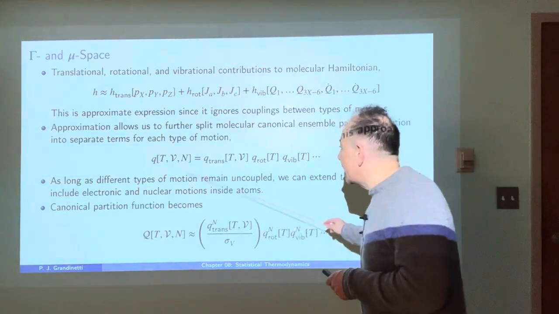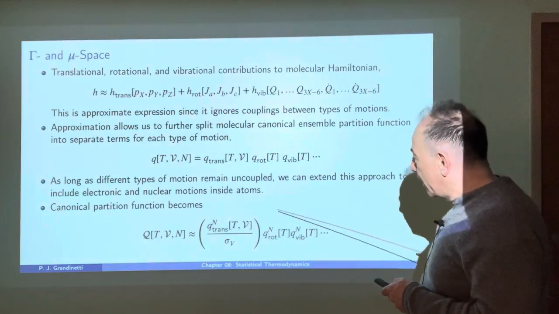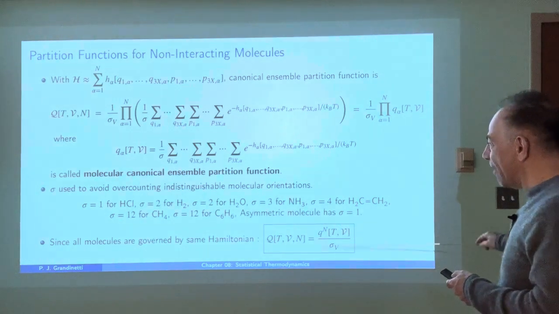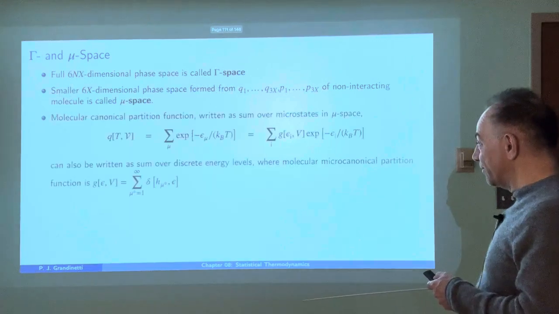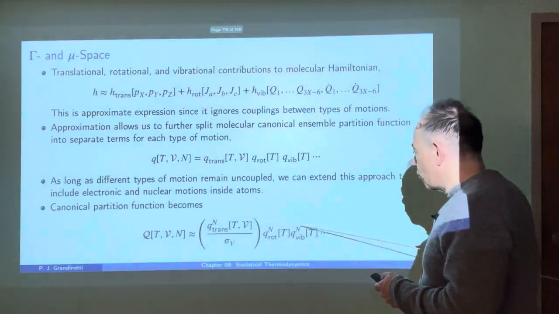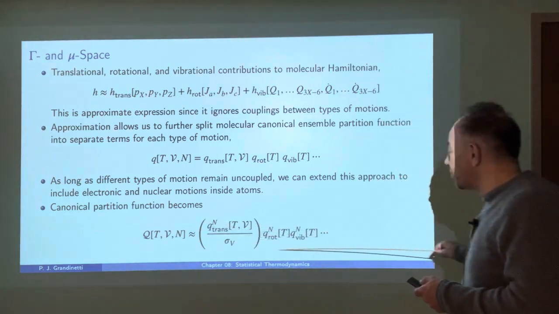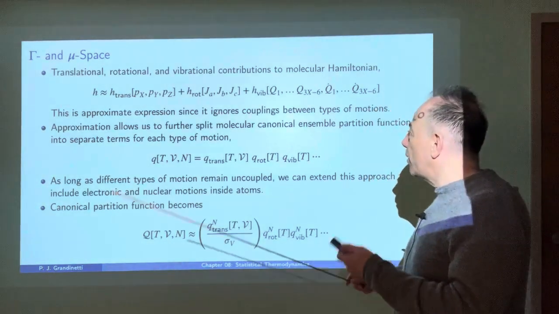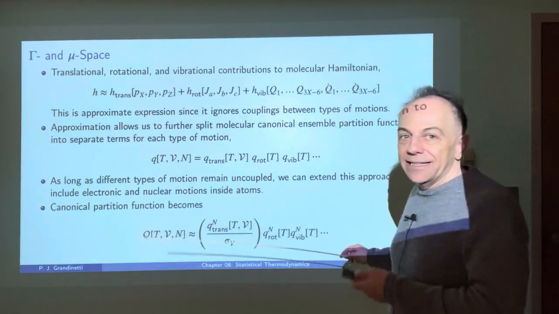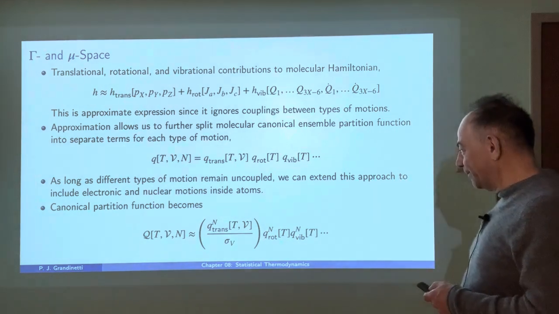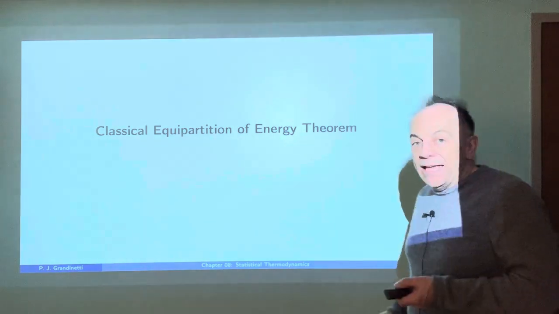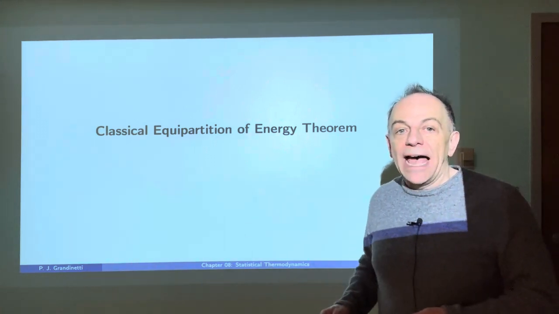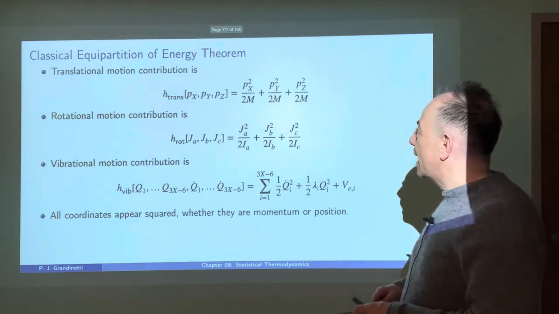Now, if we take this picture here and go back to our previous picture, where we have the canonical ensemble partition function, then we can write down that the canonical ensemble partition function can be written like this for this system of non-interacting molecules, where there's no coupling between these different types of motions of a molecule. All right. Now, given that picture, let's take a look at what's called the classical equipartition of energy theorem, where we apply that in more detail for different types of molecules.